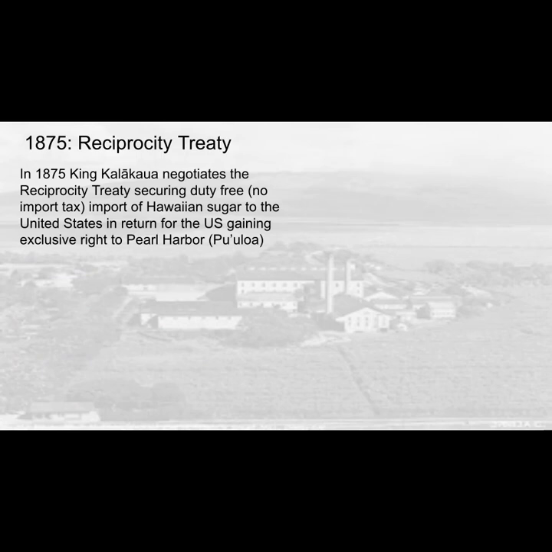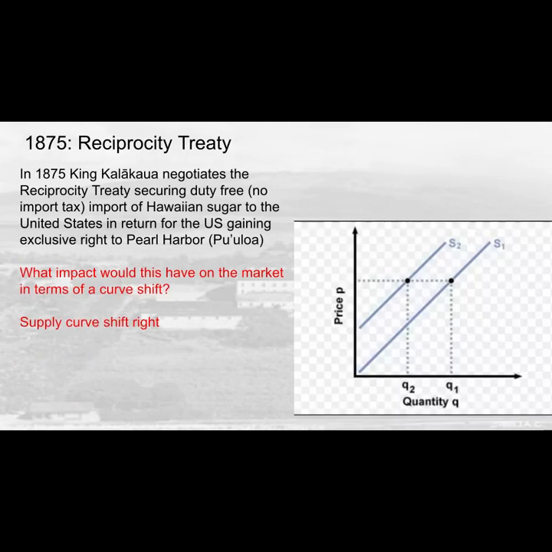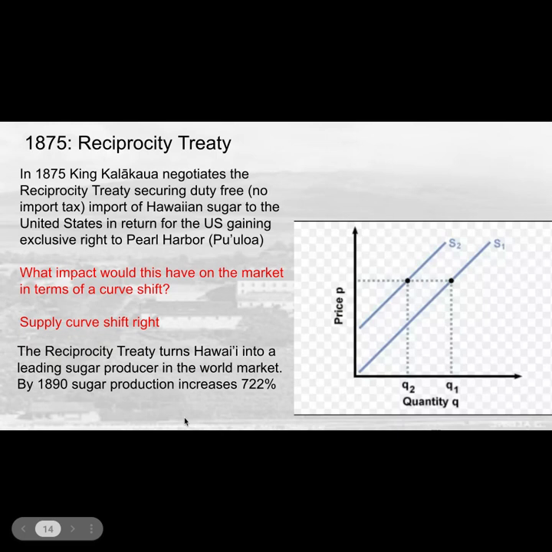Then the teacher will go over the reciprocity treaty relative to the graph here provided, discussing this essential question here. Of course, the teacher would emphasize how the treaty turns Hawaii into a leading sugar producer in the world market, and that by 1890, sugar production increases by 722%.